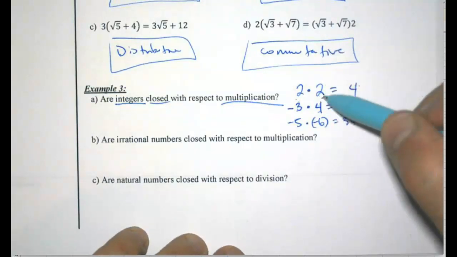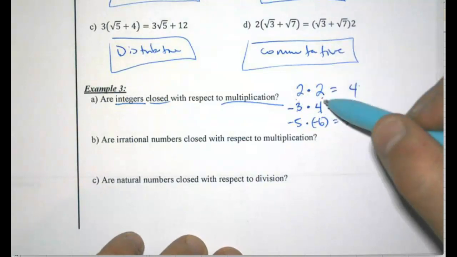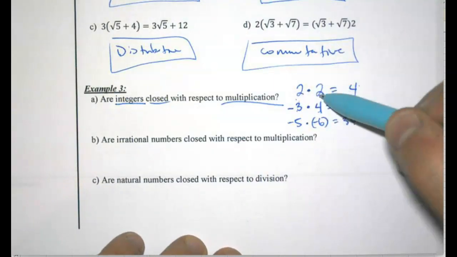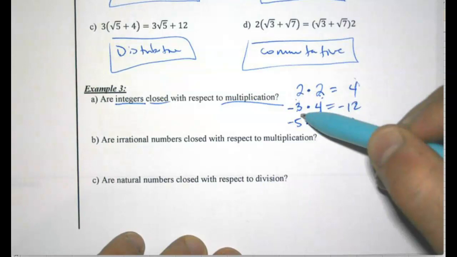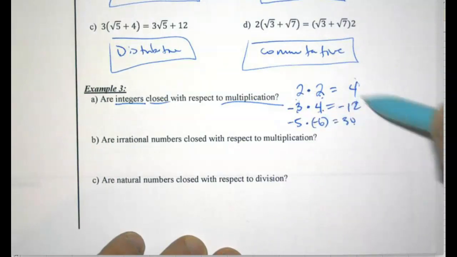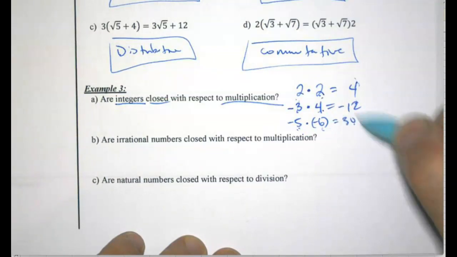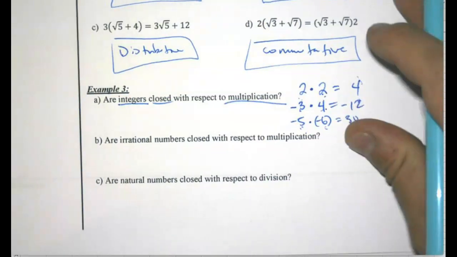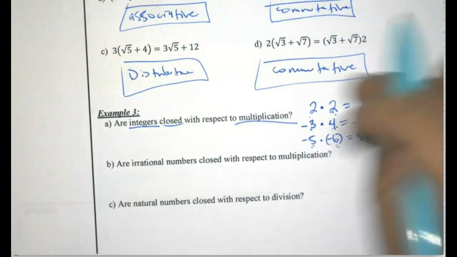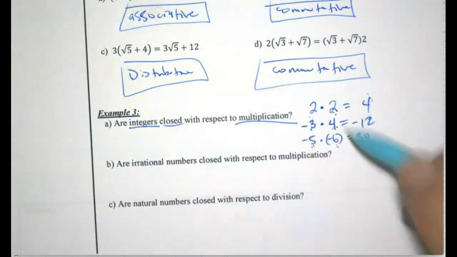I think the integers are closed when you multiply, because multiplying 2 integers, I got an integer for an answer. Multiplying 2 integers here, my answer was an integer. And then I multiplied 2 more integers just to check, and again my answer was an integer. So the answer is, in this case, when you multiply 2 integers, your answer is always an integer.